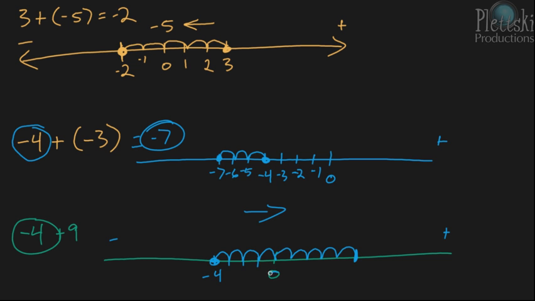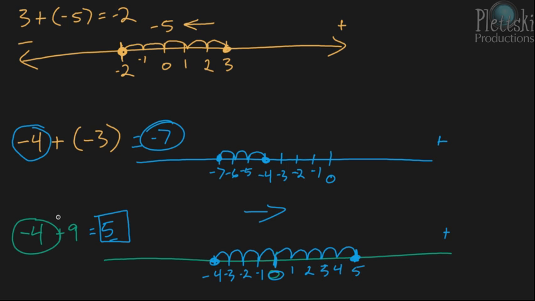And let's number these. So we have 0 here. So -4, -3, -2, -1. Then we get to 0. And then we have 1, 2, 3, 4, and 5. So we're going to end up at a +5. So -4 plus 9 is a +5. And that's your answer for that one.